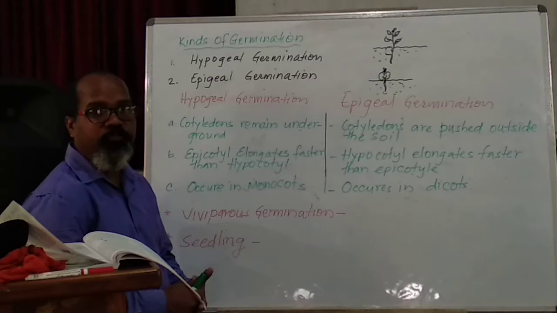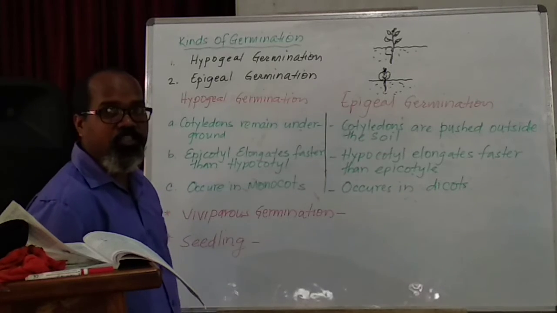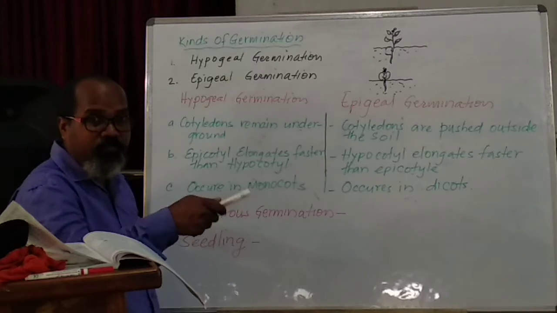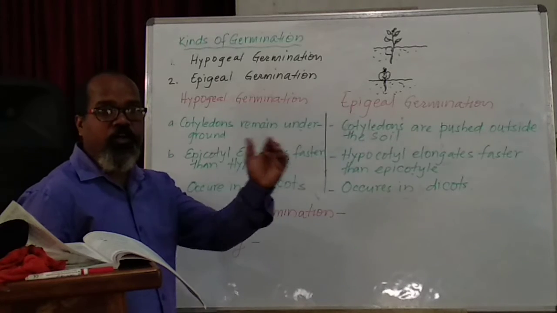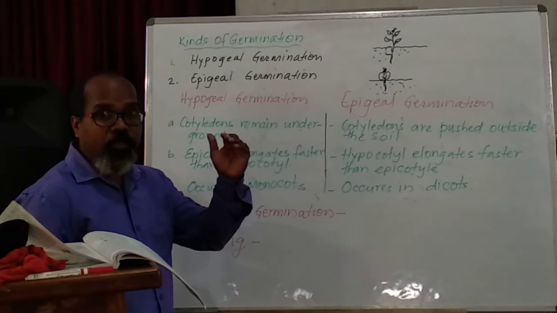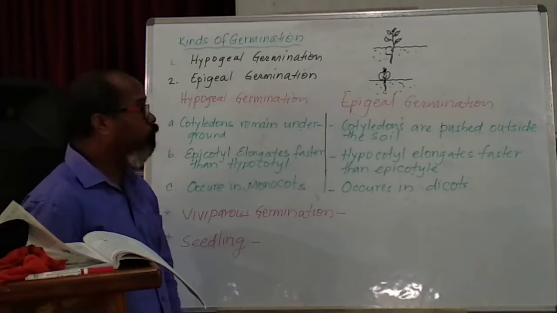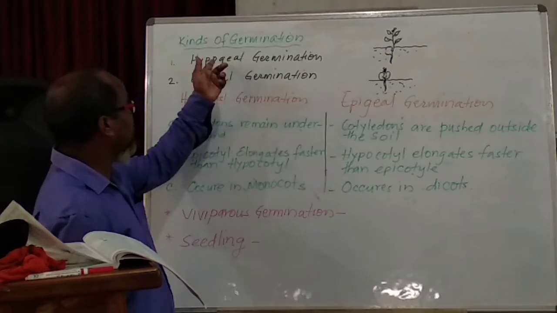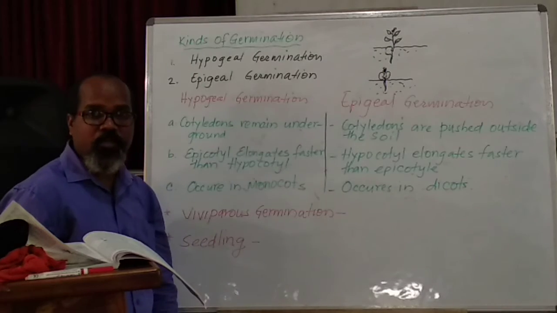In continuation of chapter 6, the last part of chapter 6 that we are going to discuss in this video. In the previous video, I told you about germination and the different conditions for germination. And in this video, we will see the kinds of germination. As you can see here, I have written down two kinds of germination.